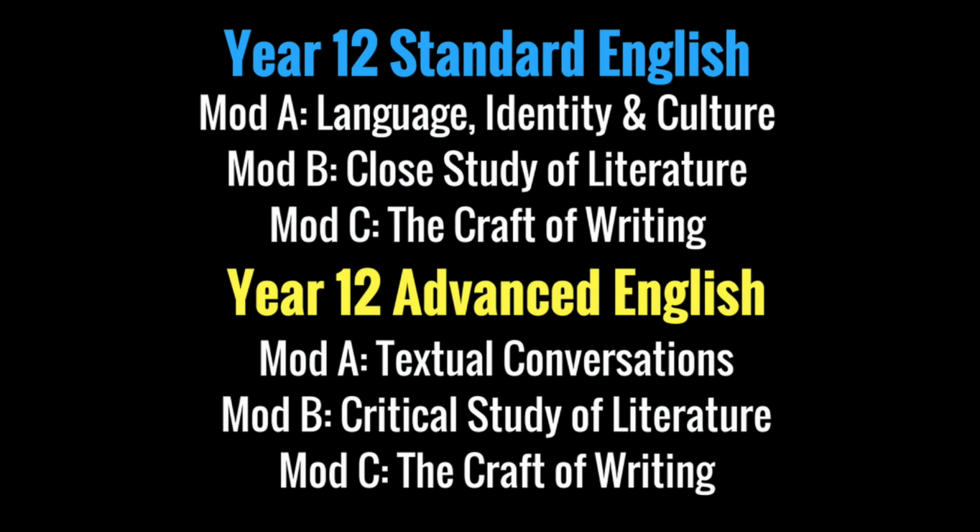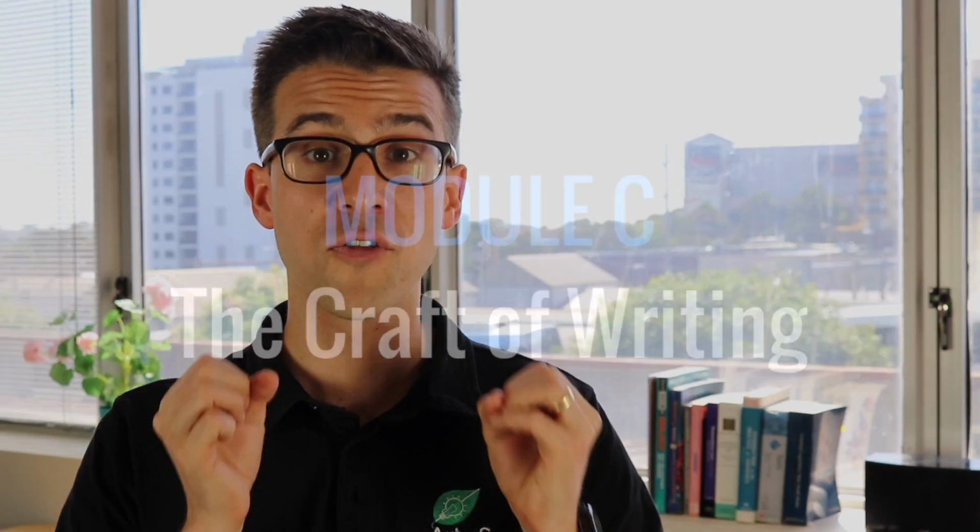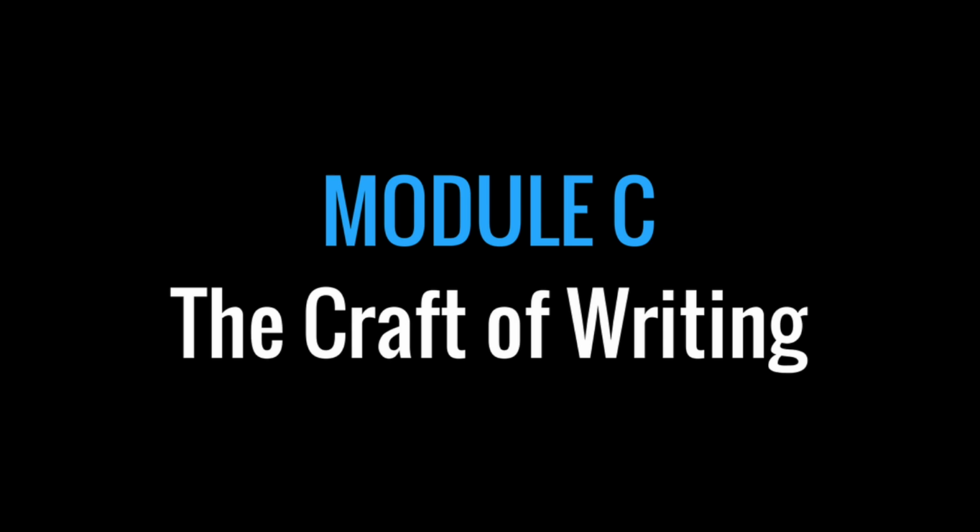Now for Module A and B, they're pretty similar broadly to the prior modules in the old syllabus, although the names are different and the texts are different. So it will mean that there's not going to be a whole lot of resources available for these texts and these new modules. The biggest change though in the modules is for Module C, and that's across both Standard and Advanced, and it's going to now be called the Craft of Writing.